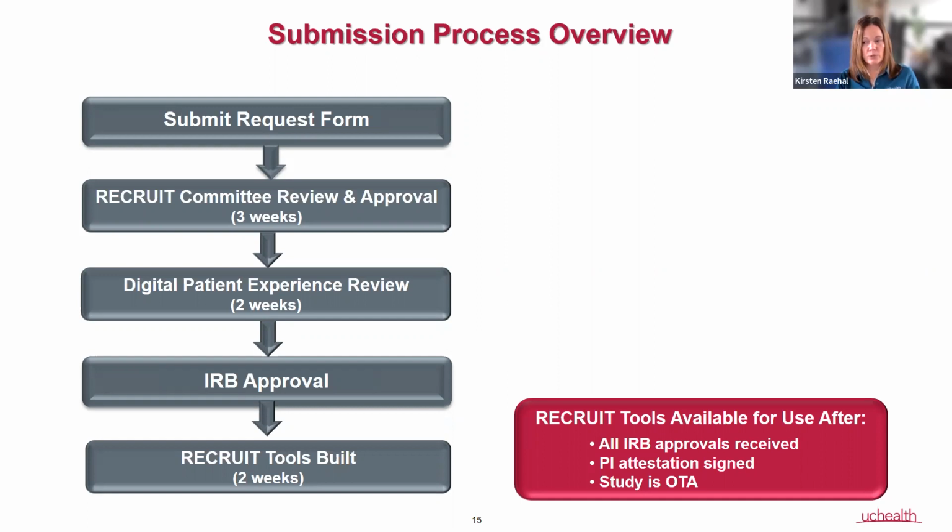Now, the recruit tools only become available for use after all IRB approvals are received. So if a study requests the use of more than one recruit tool, let's say 3, then we have to have received IRB approvals for all 3 before we will even release 1, okay? For our recruitment list, we have to have the signed PI attestation. And then finally, the study has to be open to approval. We won't release any recruitment tools until this step is completed.